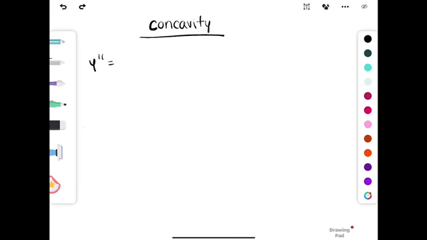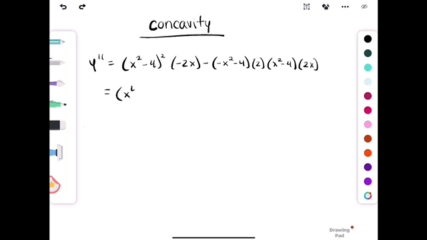To find the concavity of the graph, we're going to have to take the second derivative of the equation. We will be using both quotient and chain rules to get our answer. Using both rules, you're going to write out y double prime equals x squared minus 4 squared times negative 2x, minus negative x squared minus 4 times 2 times x squared minus 4 times 2x. The next step is to begin multiplying everything out and then combining any like terms.